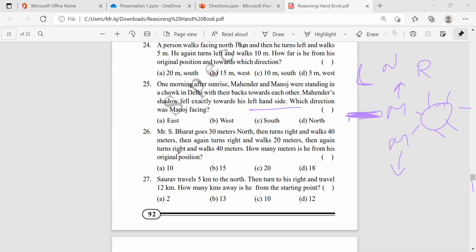Okay, in the morning time. So he is facing north, and on the back side, Manoj is facing south. And what are they asking? Which direction is Manoj facing? It is south. South is the answer. Clear? So just understand which side the shadow will be. Right? And another one.